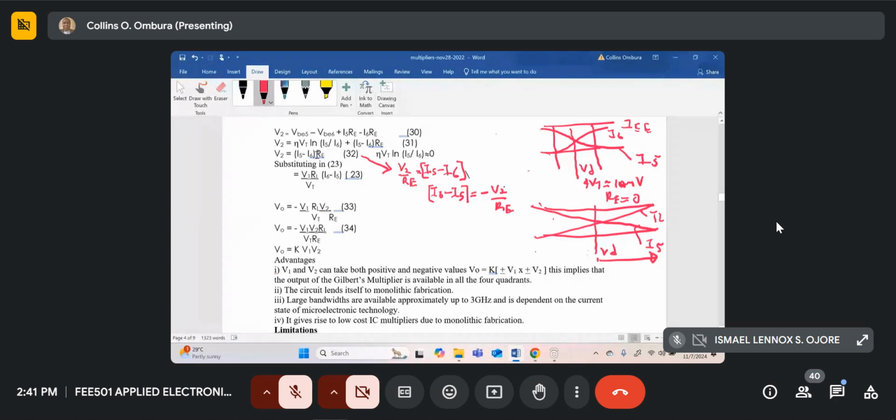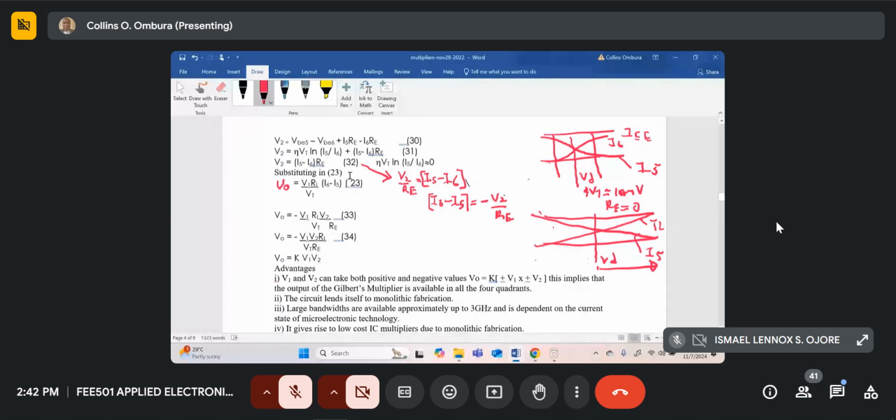So now we're going to substitute this result in equation 23. Equation 23 is where we have passed a long time ago, so I've just retyped it over here. Equation 23 was that V naught equals V1 RL over VT into I6 minus I5.